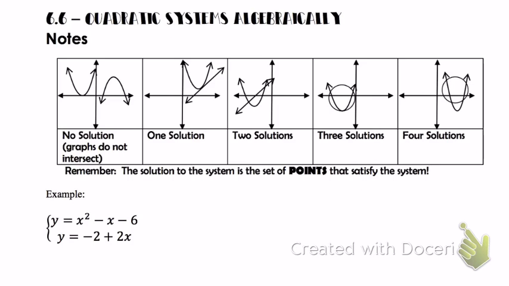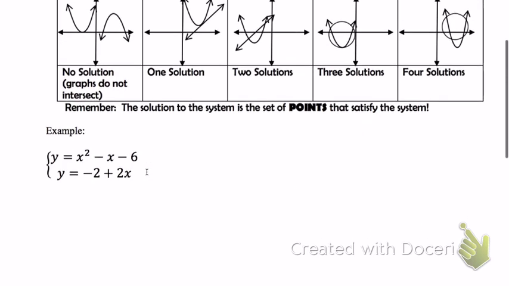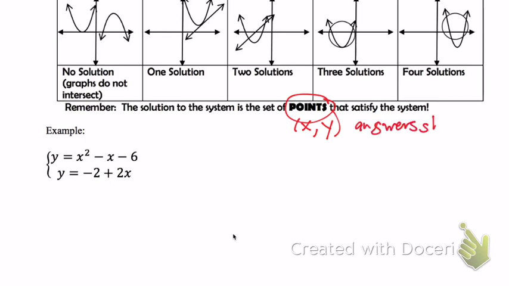So here's an example. Also, remember that the solution to the system is the set of points that satisfy the system. What I mean by points is you're going to get an x value and you're going to need to solve for the y value. So your answers should be in ordered pairs.